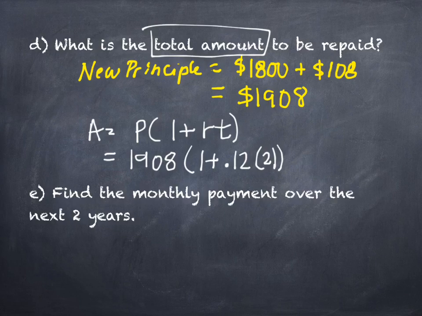So if you're working inside out, you start with the innermost parenthesis with the multiplication. So you guys can all do this in your head, the inside part. What is 0.12 times 2? 0.24 plus 1? 1.24. So this is actually 1908 times 1.24. And what is the A value that we get? What is our amount we're going to owe? $2,365.90.